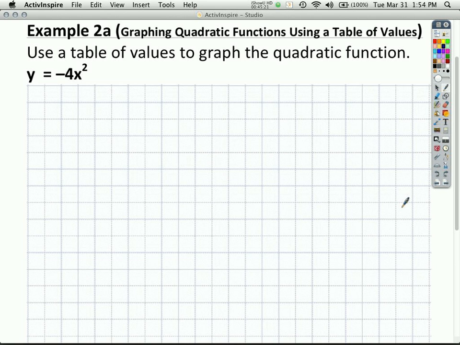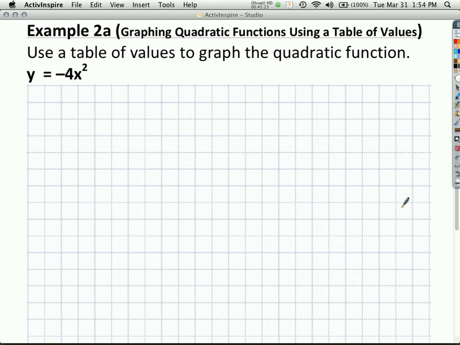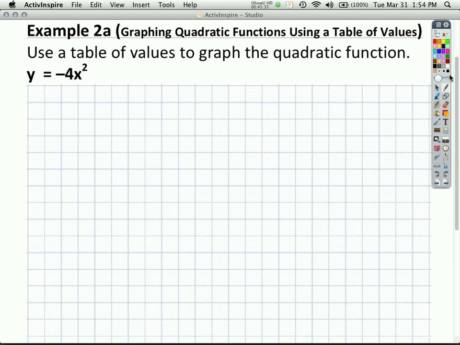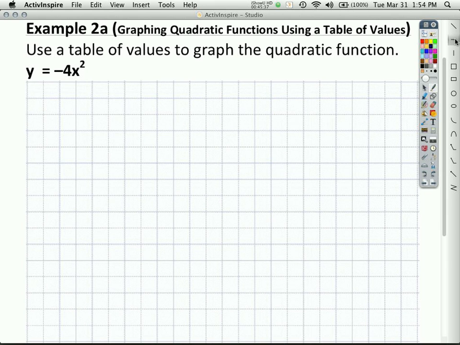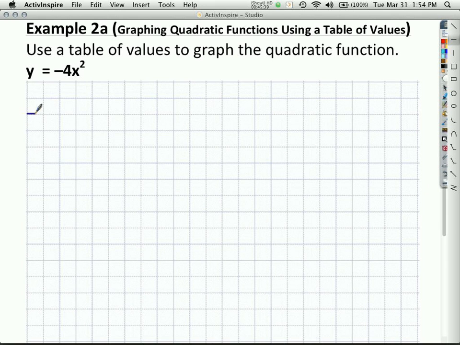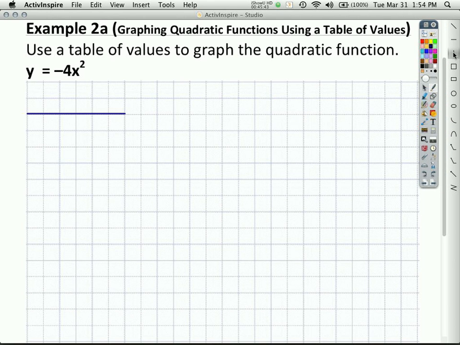So you already know how to do this. Graphing using a table of values has been a method you've used for a very long time. So we just have to figure out how to make sure we get the right points so that we can actually see the parabola.